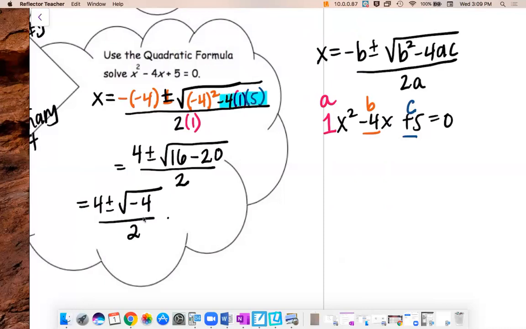Now remember, this is where we usually get stuck and say it has no real solutions, which is true. It doesn't have real solutions. It has complex. But we can take this and now simplify using our imaginary unit. So I'm going to write this as 4 plus or minus.